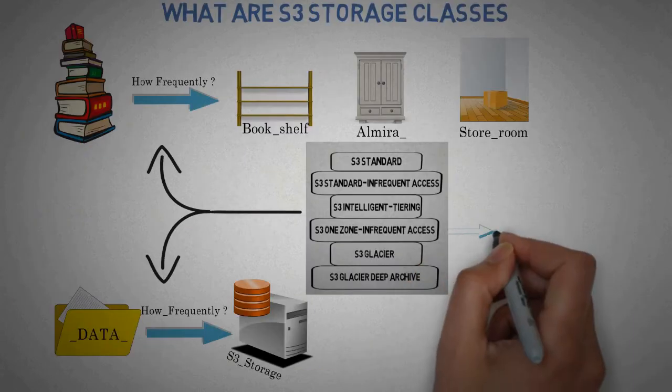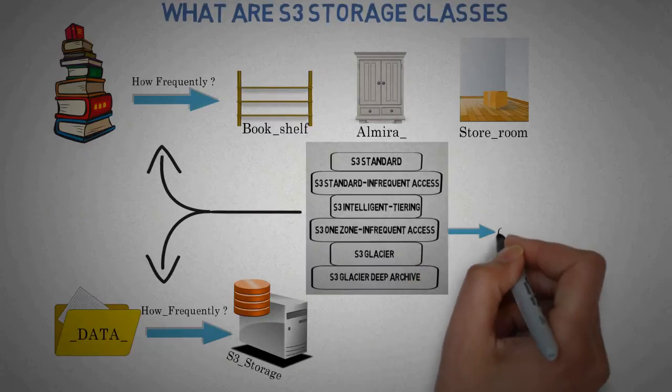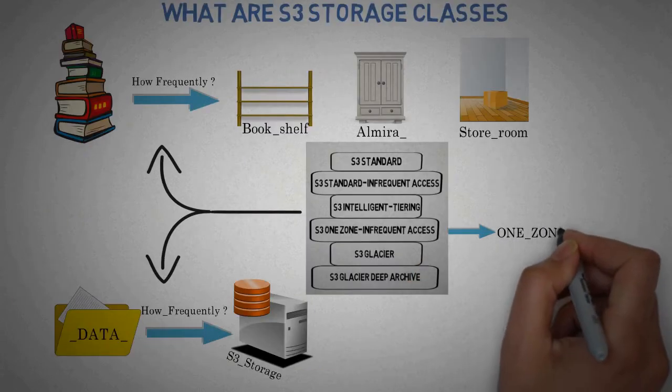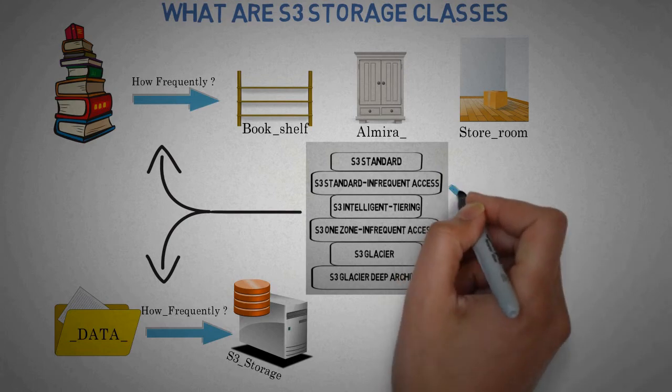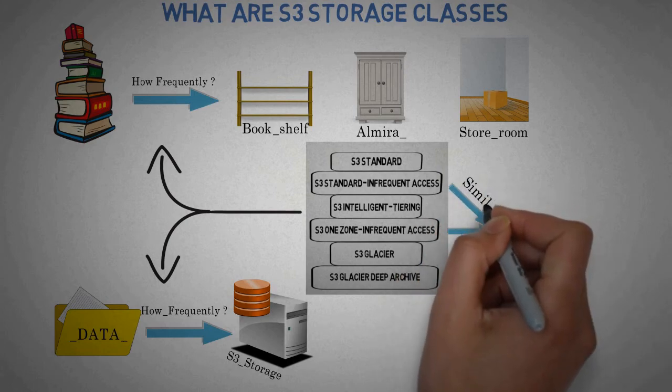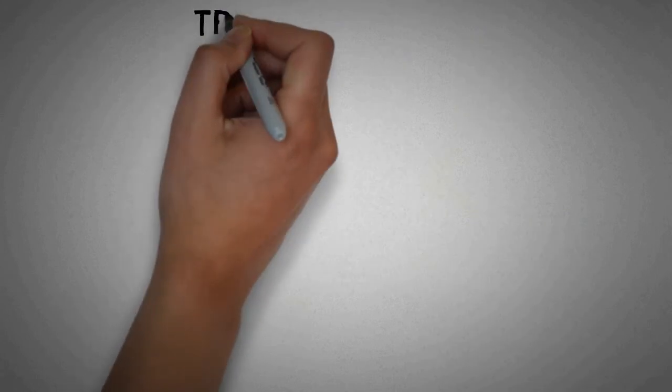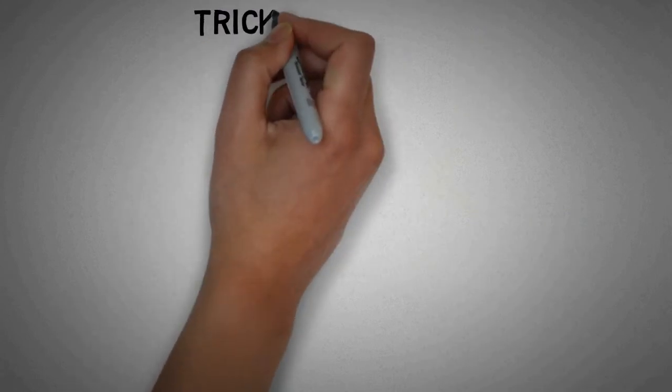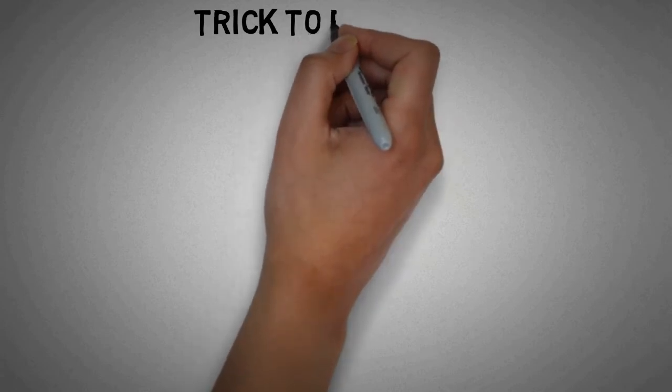Along with this, there is one more bucket, S3 One Zone Infrequent Access, which is similar to S3 Standard Infrequent Access but with data available only in one zone, which we will discuss in upcoming videos. I hope with this you get an idea about S3 storage classes.